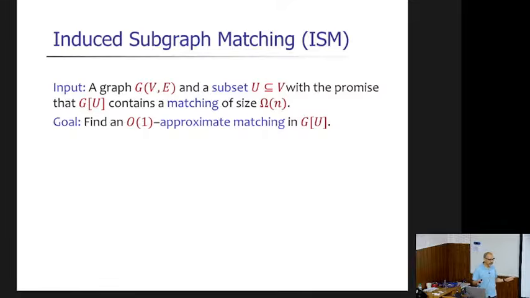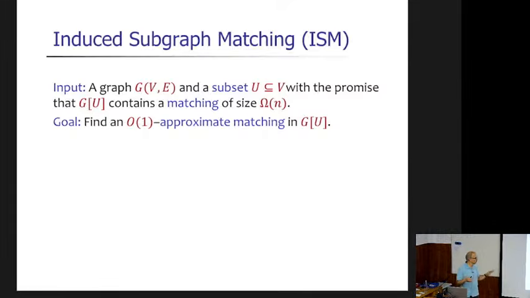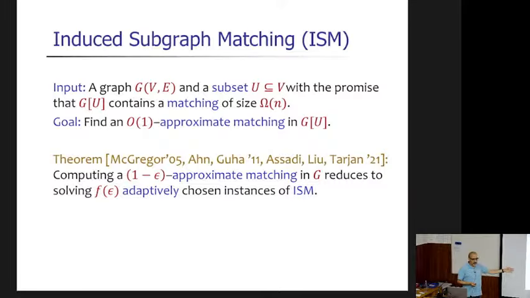I don't care how bad that constant is. It could be a 1,000 approximation, but that's all I want you to do. Now, what's the relevance to our goal of 1 minus epsilon approximation? Well, it can be shown that computing a 1 minus epsilon approximate matching in a graph can be reduced to solving f of epsilon adaptively chosen instances of ISM. So epsilon will be some very small constant, but it will be a constant for us. So really, 1 minus epsilon approximate matching is the same as solving order 1 instances of ISM. So from here on, we are just going to think about solving ISM instances, because that's really going to be the same as getting the 1 minus epsilon approximate matching.